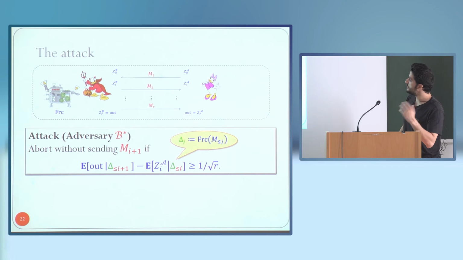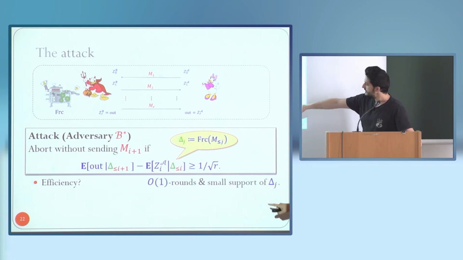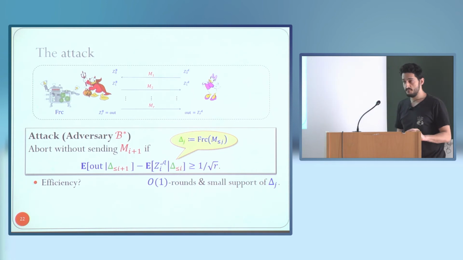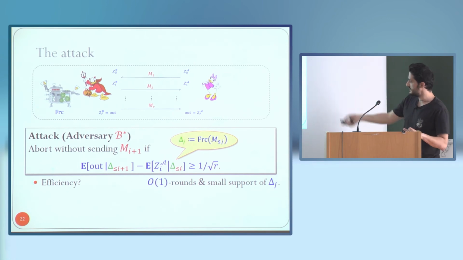Let me do the 1, 2, 3 analysis that I did for the previous attack, also for this one. First, what about efficiency? I'm assuming constant round, and the support of all the delta j's is only a constant number of bits, which means that I can compute these values non-uniformly, or I can experimentally approximate them uniformly.